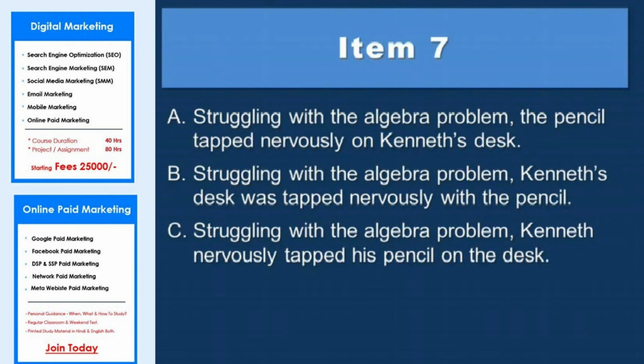B part: "Struggling with the algebra problem, Kenneth's desk." So was it his desk that was struggling with the algebra problem? No, it wasn't. So B is also ruled out. C part: "Struggling with the algebra problem, Kenneth nervously tapped his pencil on the desk." Now that sounds correct. It was Kenneth who was struggling and not his desk or the pencil. Choice C should be the answer here.